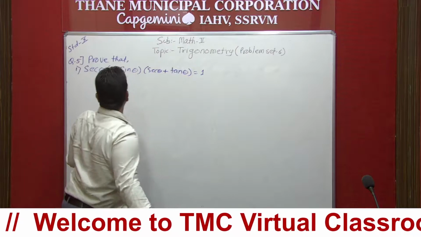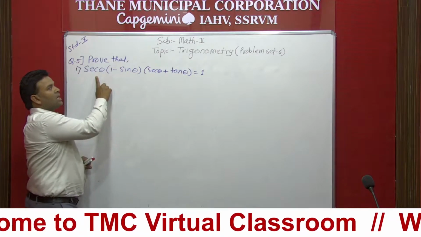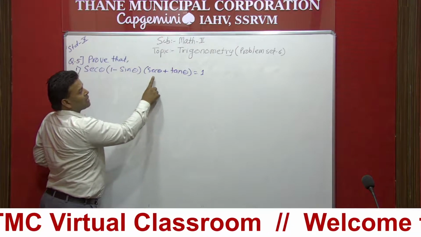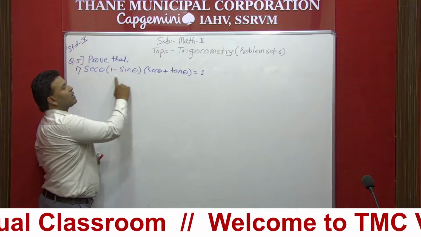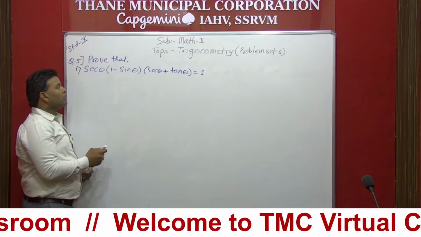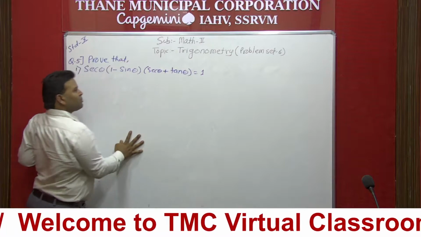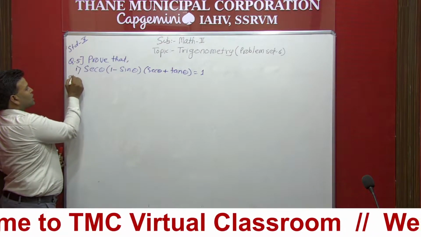Here in question number 5, this is the first question. See the first question: sec theta (1 minus sine theta), second bracket, (sec theta plus tan theta), bracket close, that is equal to 1. So here this is our left hand side and this is our right hand side. Now here we have to prove that this is equal to 1. So let's begin with the question. Here we'll write down the solution.